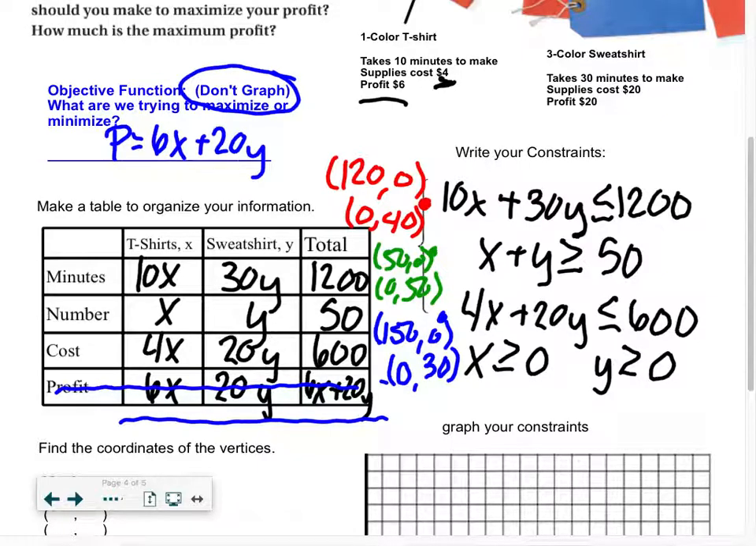To get the vertices, we can just put in 0 like all the time. Not for the vertices, to figure out your intercepts, yeah. Or the intercepts, yeah. Yep.